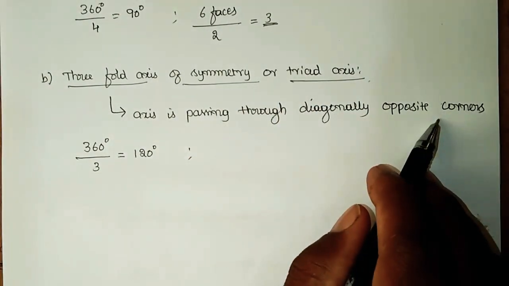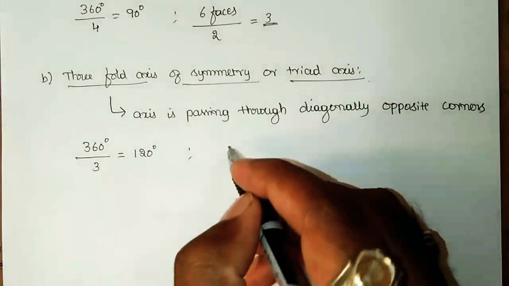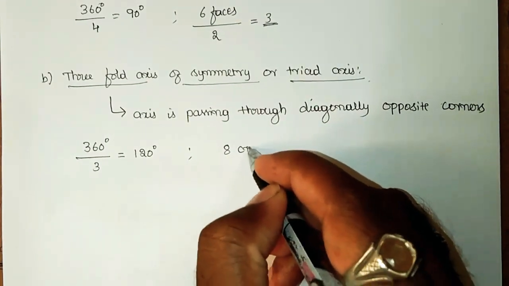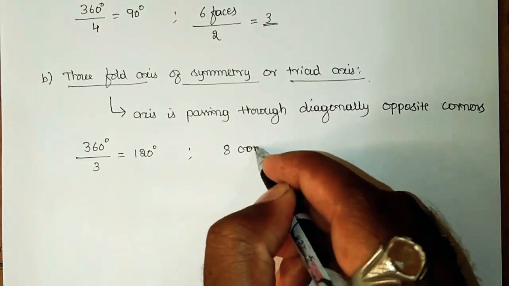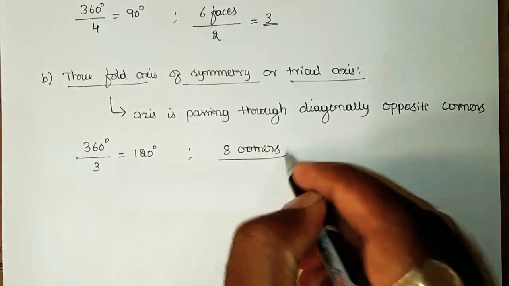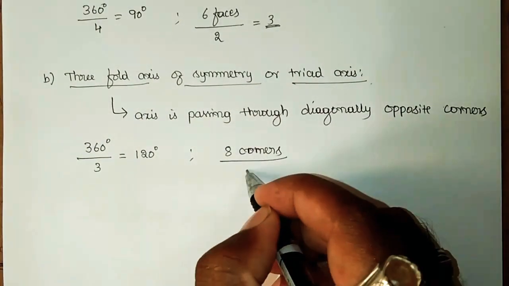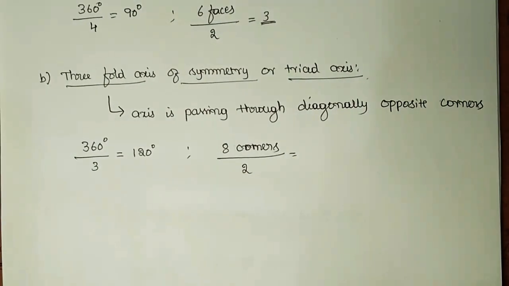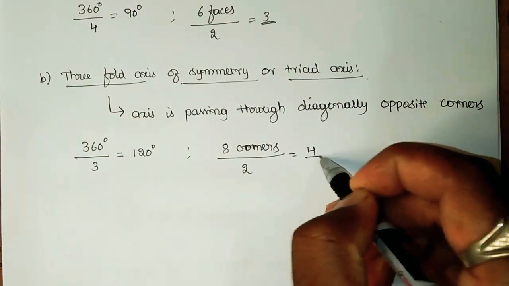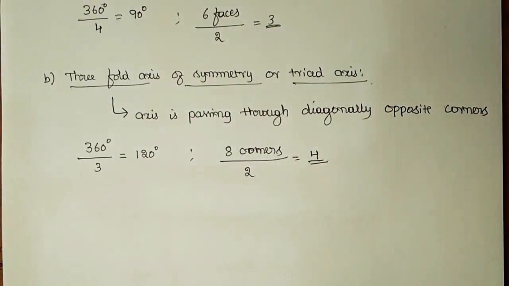So here we said corners, and we know that in a cubic crystal there are a total of 8 corners, right? So there are 8 corners, and each axis will cover 2 opposite corners. So 8 divided by 2. So in total, we have 4 threefold axes of symmetry in a cubic crystal.